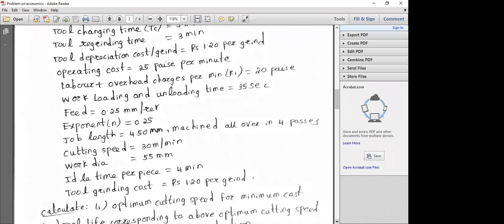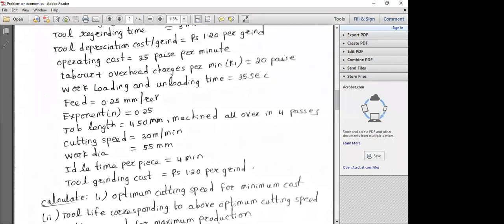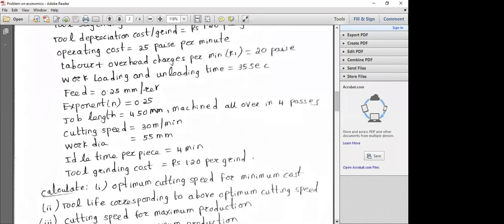So what he has asked, you just try to see. He has asked the optimum cutting speed for minimum cost. So what is this optimum cutting speed for minimum cost? It is V naught. The notations you have to observe for the derivations. Tool life corresponding to optimum cutting speed, so just try to observe that also.